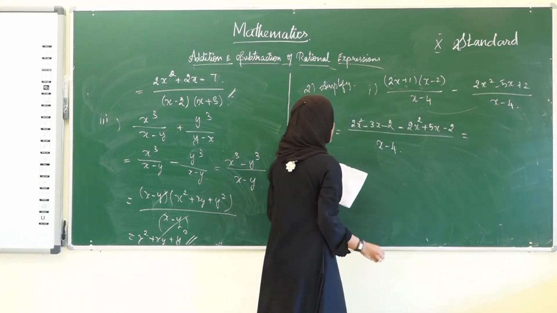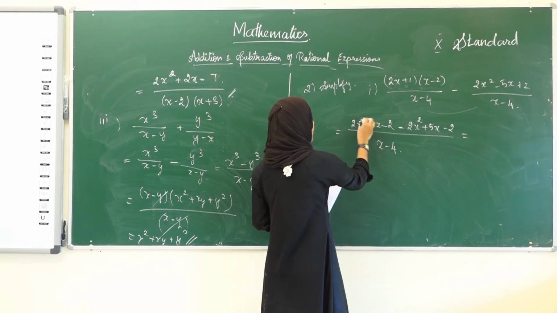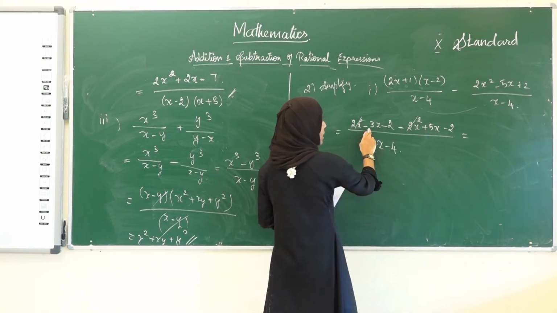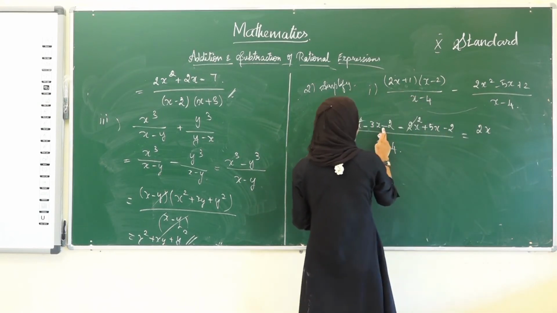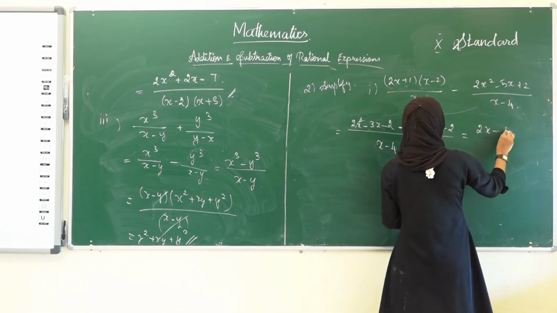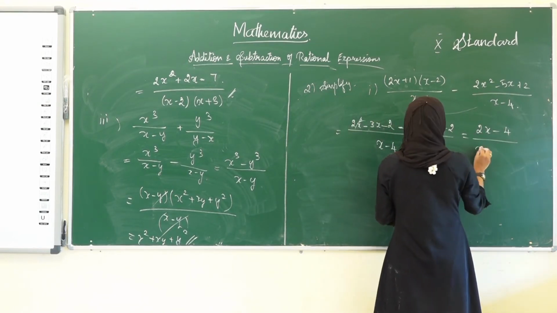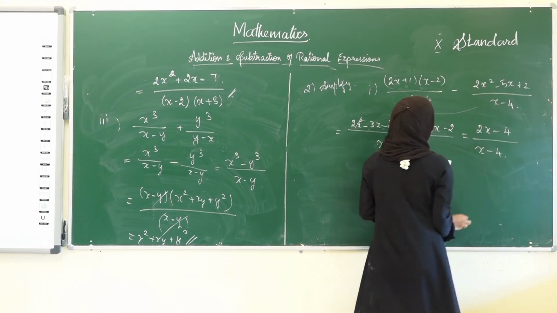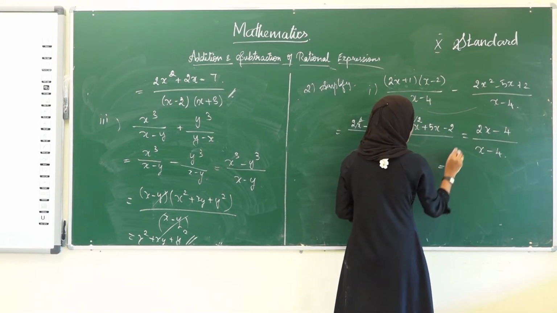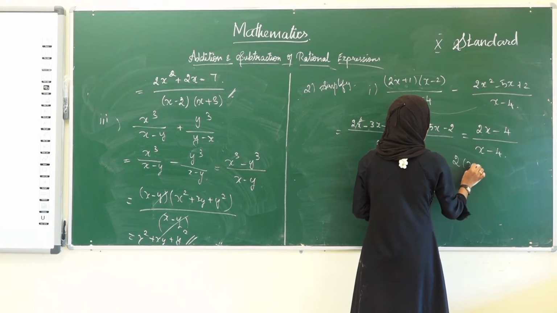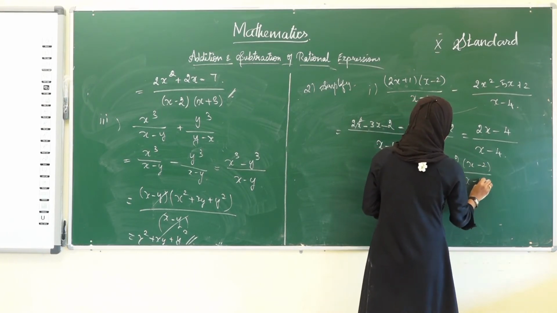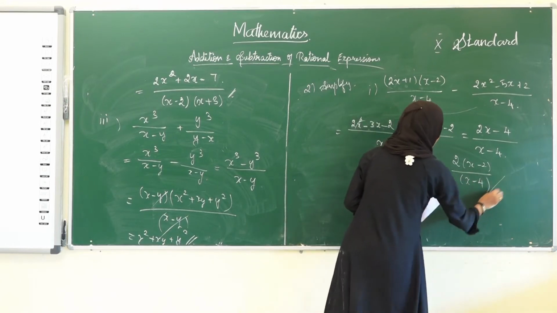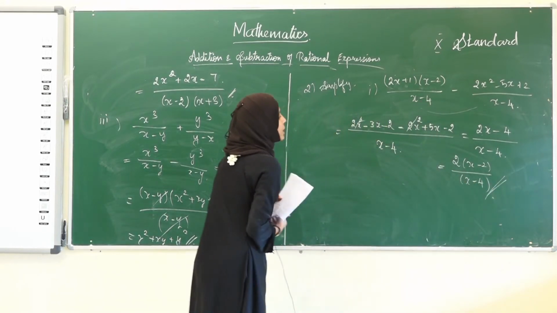Now, what numerator do we get? See here, 2x square minus 2x square gets cancelled. Minus 3x plus 5x is plus 2x. And then here minus 2, and here also minus, therefore we get minus 4, over x minus 4. We can take 2 common in the numerator: 2 into x minus 2 divided by x minus 4. This is the answer of the first subdivision.